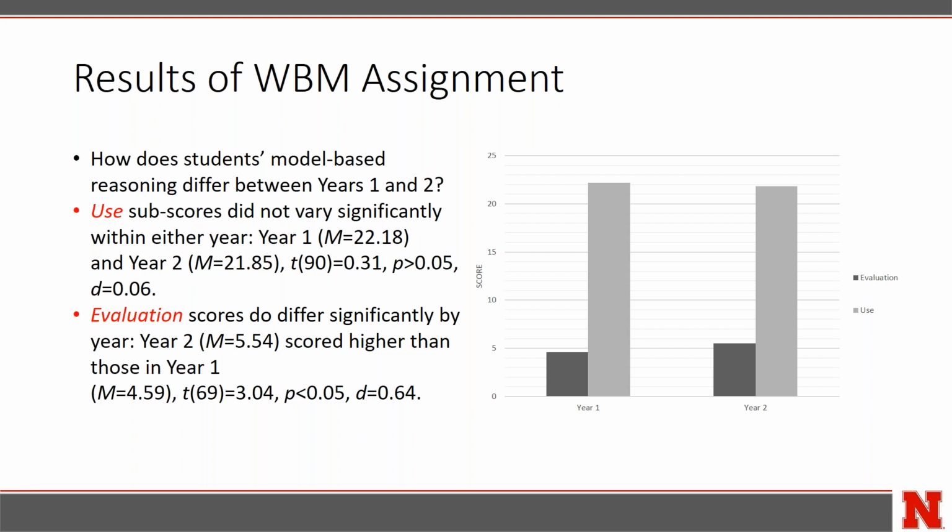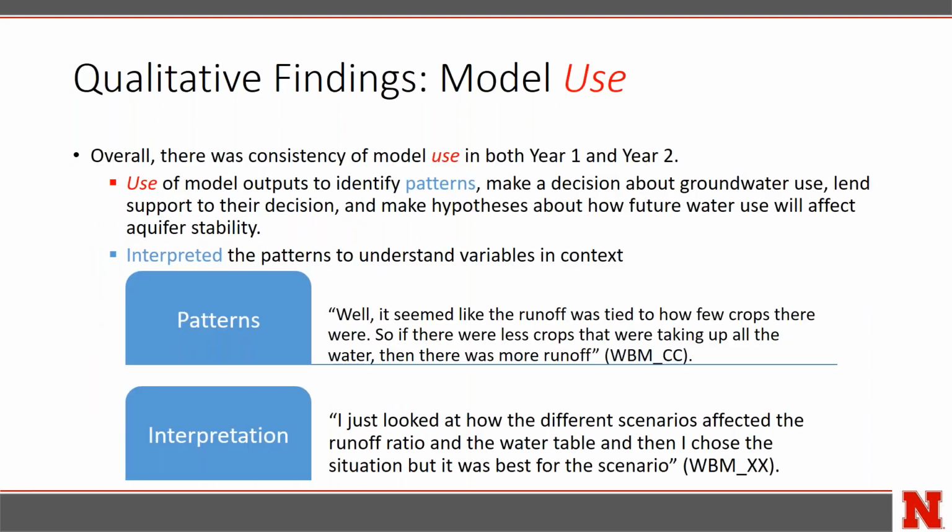Though we did see gains in these model evaluation scores between year 1 and year 2, which I mentioned before is when we went to more of a hybrid model of the course. And so, our working hypothesis is that students are benefiting from more collaboration and more time to work directly with the model instead of sitting and listening to us talk about it or related concepts.